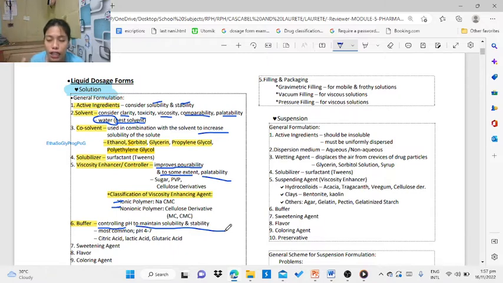For the active ingredient, we should consider whether it is stable or unstable. So, the solvent is to maintain and retain stability. The best is water. Example of co-solvents are ethanol, sorbitol, propylene glycol. Solubilizer. So when we say solubilizer, it is a surfactant.